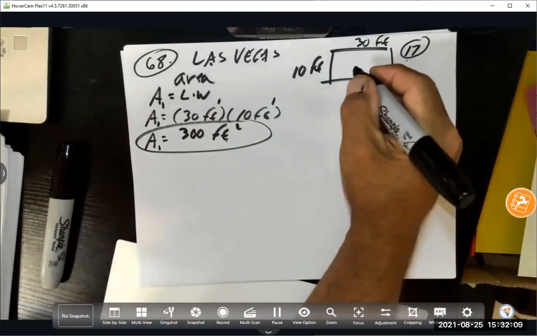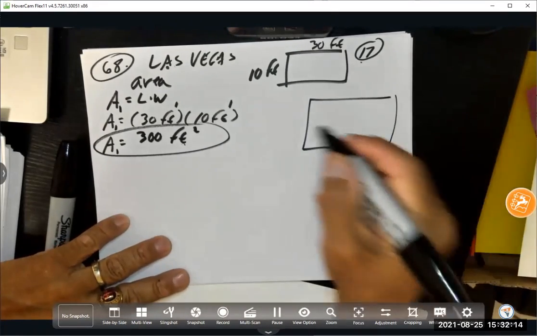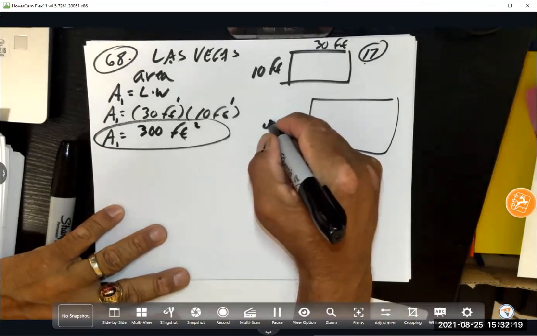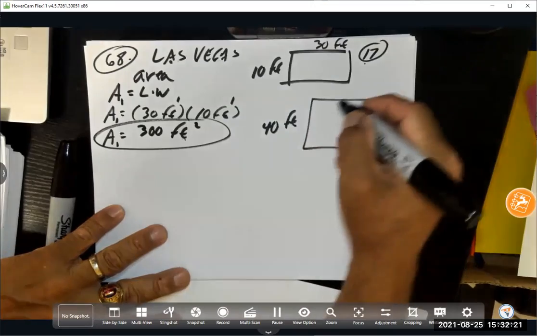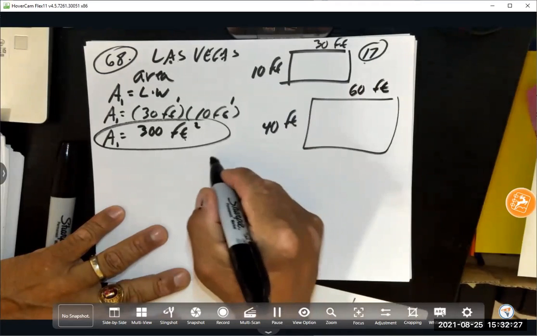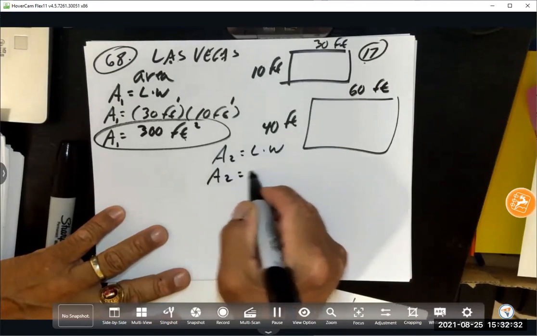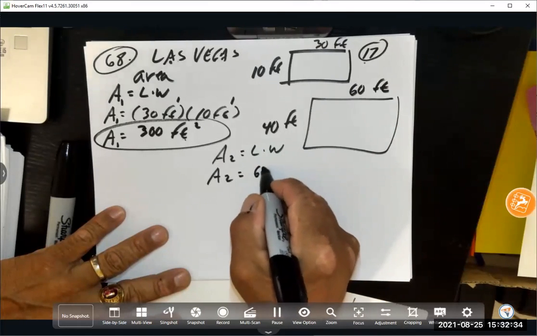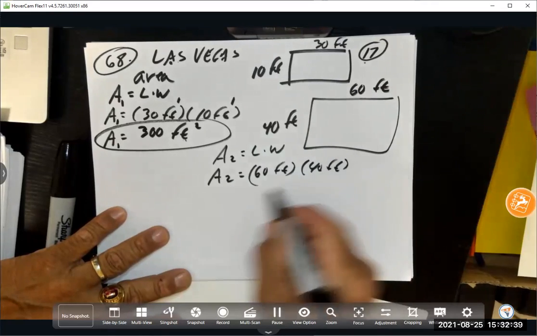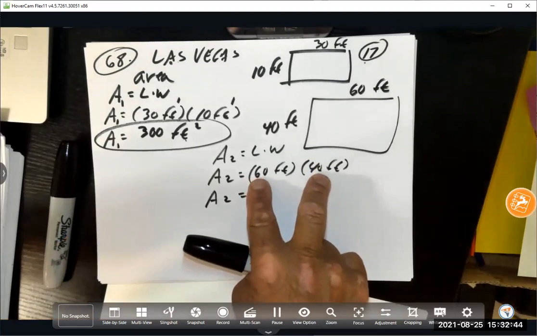Okay, that's your friend's room. Your room, as a friend of the people there, they say, you know what, we're going to give you the other room. Okay, thanks. Yours is 40 feet by 60 feet. That's fine. So the area of this room, area 2, is going to be length times width. So the area of the second room is 60 feet times 40 feet. So here's a question for you. What's 60 times 40?